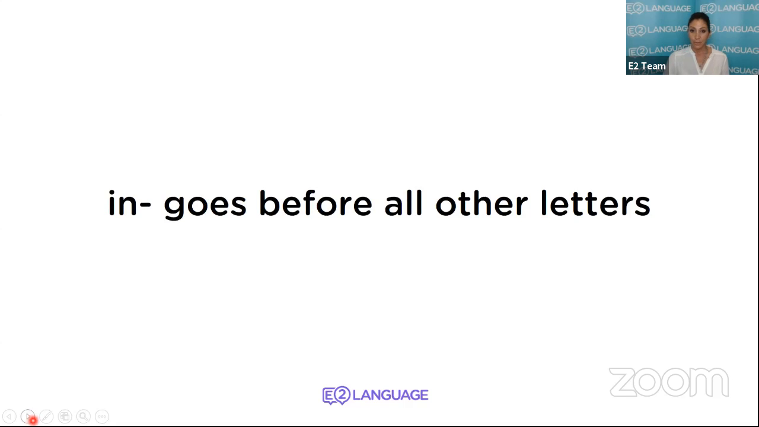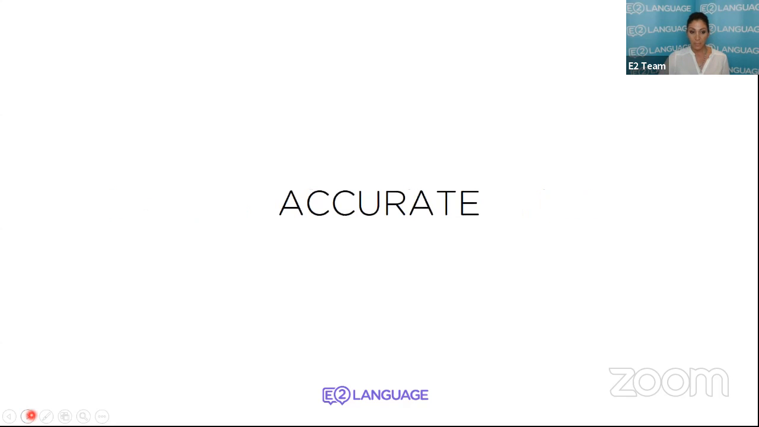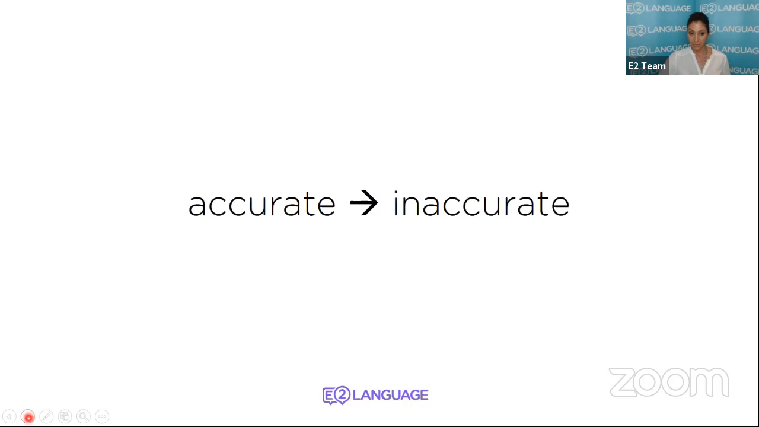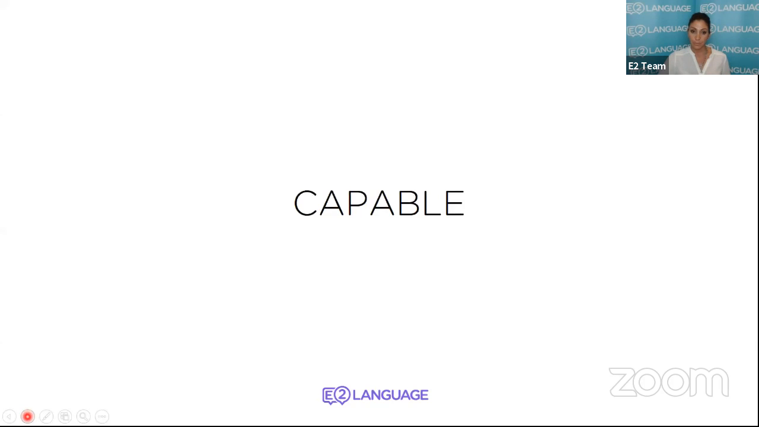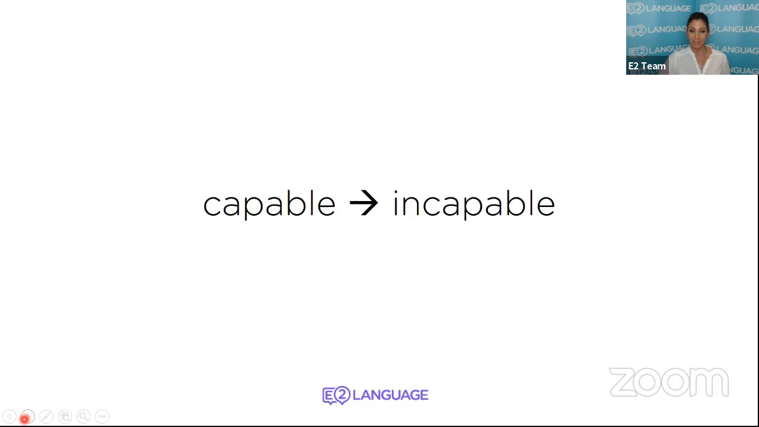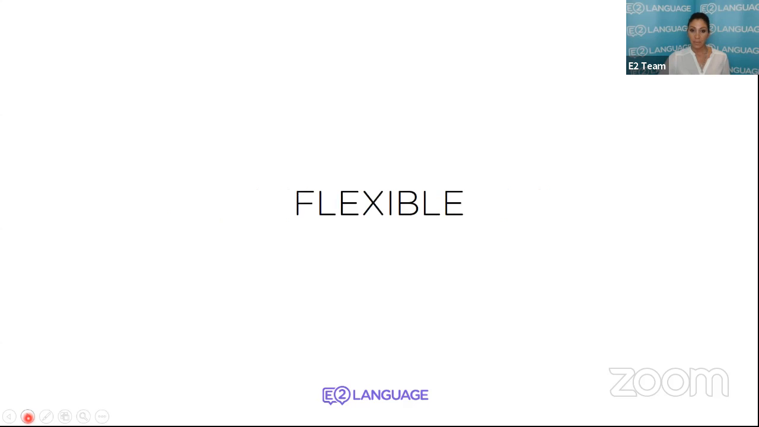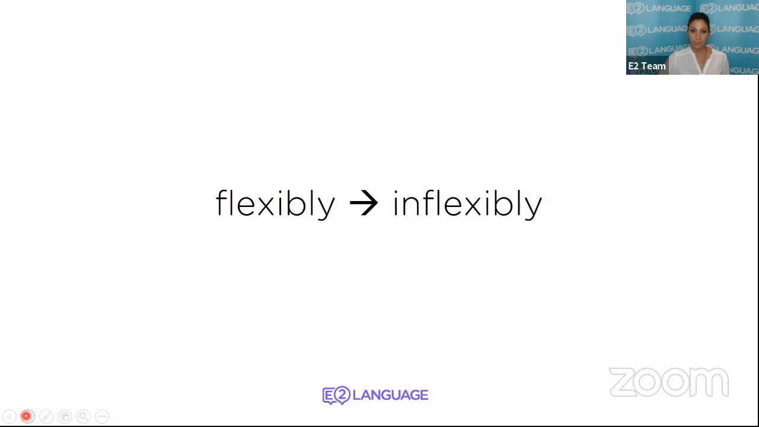Then IN goes before all other letters. So accurate becomes inaccurate. Accurately, which is an adverb, inaccurately. And the noun accuracy becomes inaccuracy. Capable, which is an adjective, becomes incapable. The adverb capably, incapably, and the noun capability becomes incapability. Flexible, inflexible, flexibly becomes inflexibly, and flexibility becomes inflexibility.